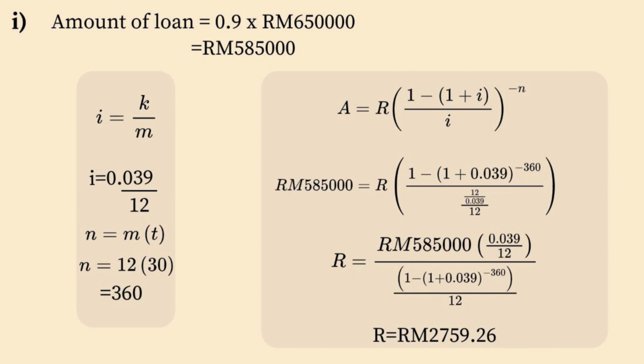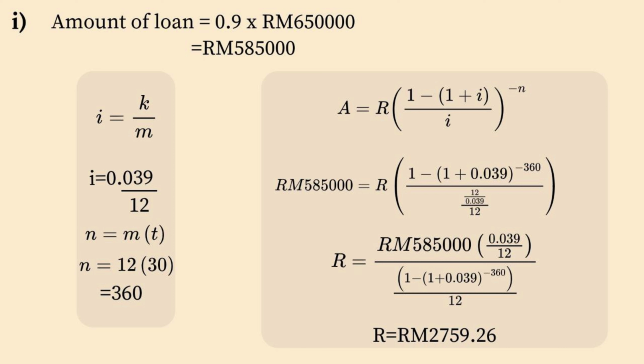So Ryan already paid 10%, so there is 90% left to be paid. So the 90% we convert it, we will get 0.9. We will times the 0.9 with 650,000 ringgit and we will get 585,000 ringgit. So we are going to use the formula present value. So we already get our A, which is 585,000 ringgit. We are going to find our R. So insert all the numbers given in the question.